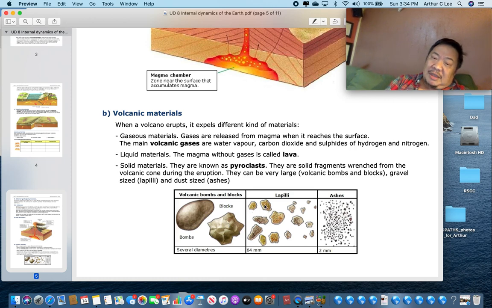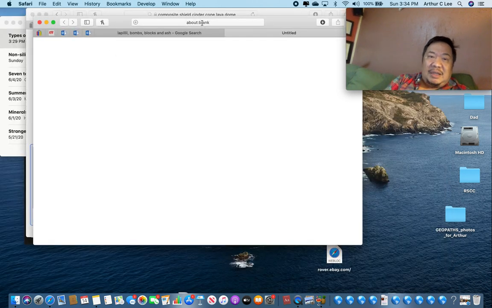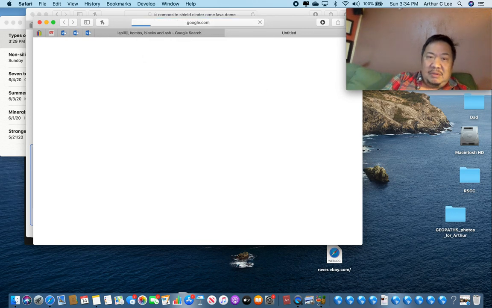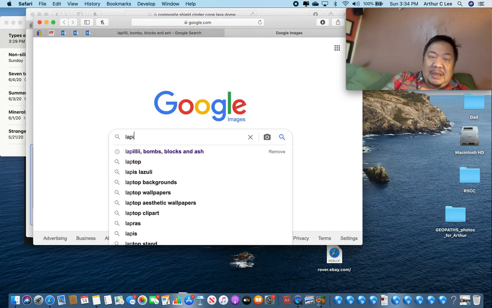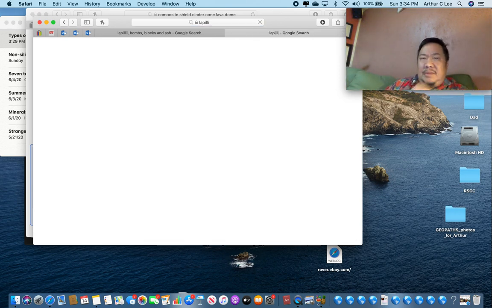Then you got these things called lapilli, L-A-P-I-L-L-I. Lapilli is an Italian word. And the lapilli are these little pieces of lava, everything from about pea-sized to walnut-sized. And they shoot out, millions of these shoot out in each direction. Let me show you what they look like.